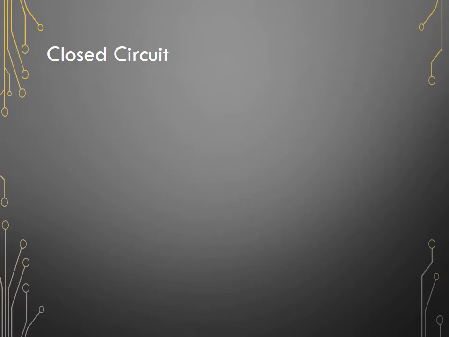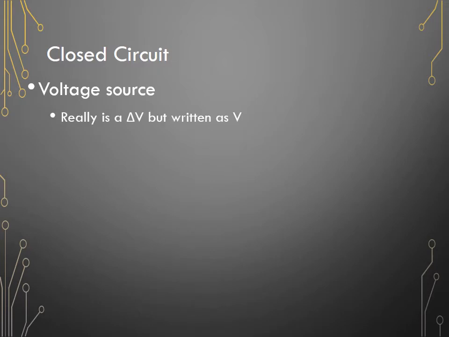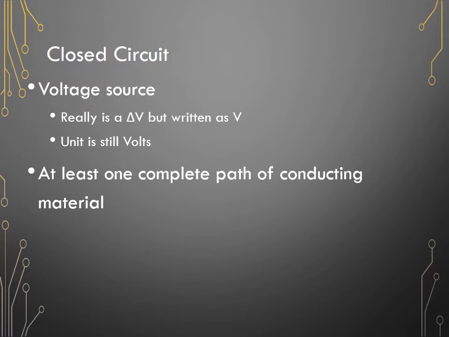A closed or a complete circuit really only has two requirements. In order for any current to ever flow, there must be a voltage source. Remember, this really is a delta V, but we write this as V if we're going to quantify it in our circuit, and that's going to be the same as your battery. The circuits you were working with in class today were 1.5 volts for their voltage source, same as a D-cell battery. The unit is still volts, remember, just like we've seen. The other requirement is at least one complete path of conducting material. This is what you experimented with at the beginning of class today.